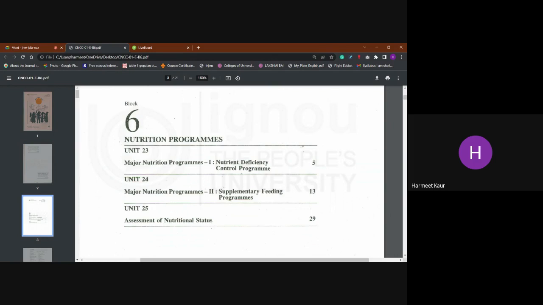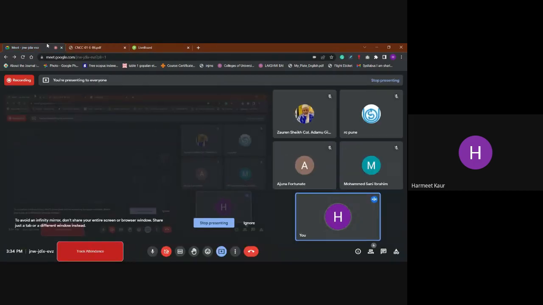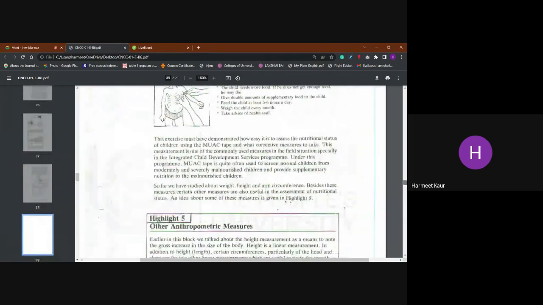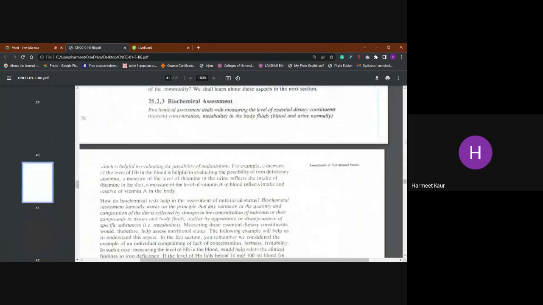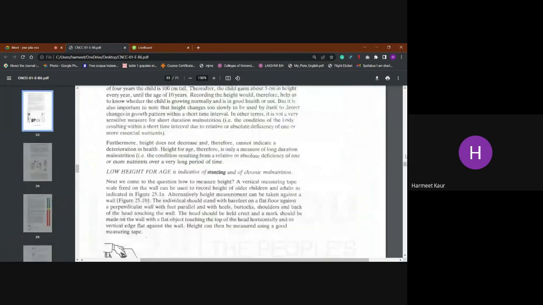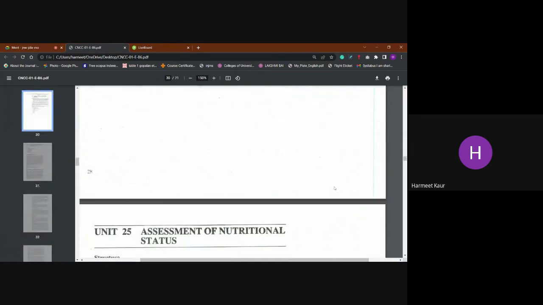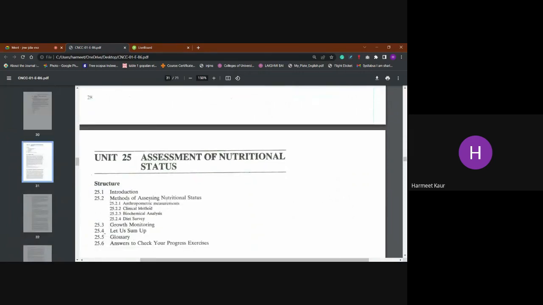And lastly, you have a unit on assessment of nutritional status, because I think that assessment of nutritional status requires a little more attention. So I will be starting with unit 25 first. Is this fine with all? Okay, so I would be starting with unit number 25. That is the last unit. Let me go there. Just give me a second. Yeah, this one. Is my screen visible? I hope my screen is visible to all of you.